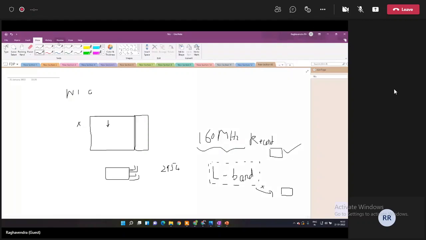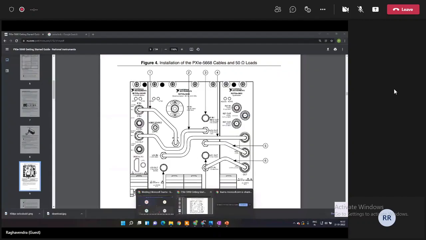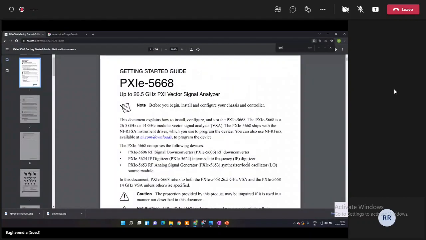Now, the reason why we didn't use the digitizer over here on the 5668, but used a USRP radio, the one we used was 2954. There were two reasons. One reason was that this required a GPS tag along with it. I'm not quite sure if this has a GPS tag on it. Okay, I know 5668 does not have a GPS tag on it.